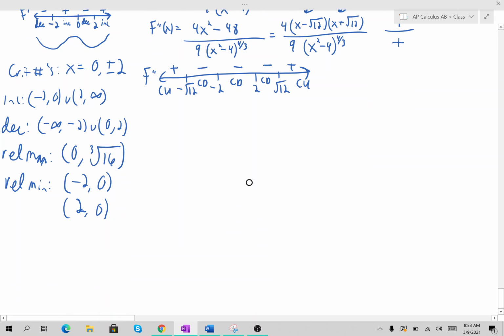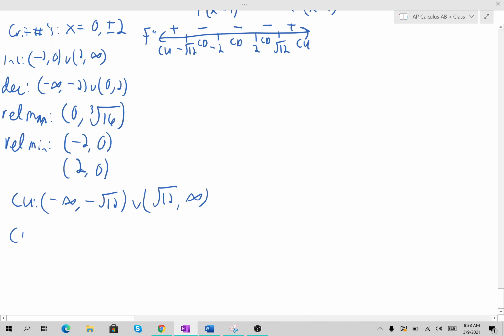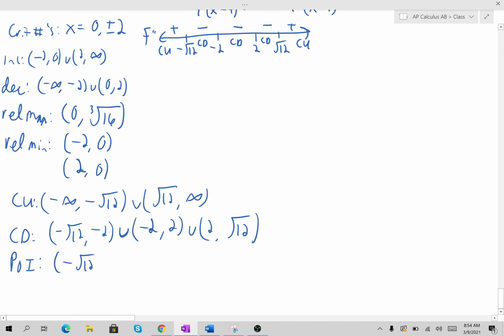Okay, and then for concavity, we have concave up from negative infinity to negative root 12, unioned with root 12 to infinity. We have concave down from negative root 12 to negative 2, union with, we got to break apart these intervals because they're separate, even though they're right next to each other, negative 2 to 2, union with 2 to root 12. And that means we have points of inflection at negative root 12, which we're going to find the y value for that, and root 12. Remember, the sign has to change for it to be a point of inflection. So negative 2 and 2 are not points of inflection.